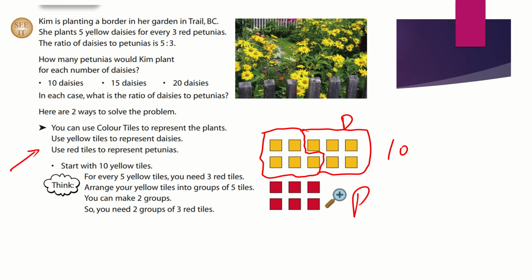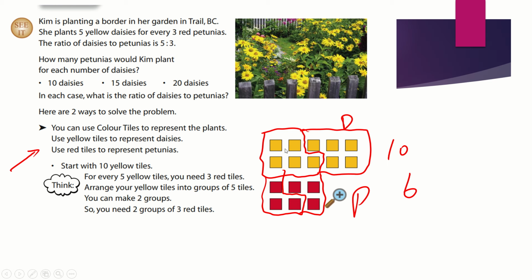For every 5 yellow tiles, this is what a ratio is, guys, it's if for every 5 yellow tiles, you need 3 red tiles. So here we have 2 groups of 5, so we have to have 2 groups of 3. So here, my ratio is 10 to 6. So that's one way of doing it. As you can see, we drew it out.